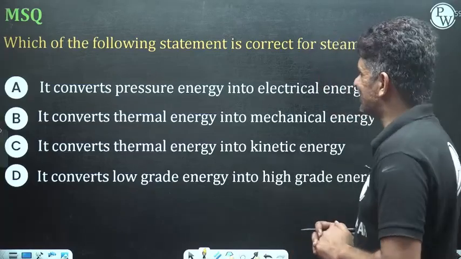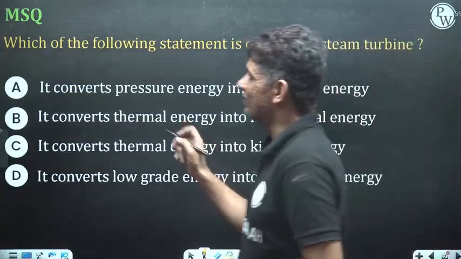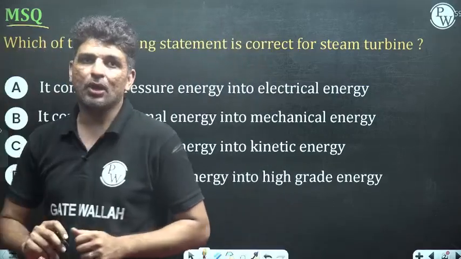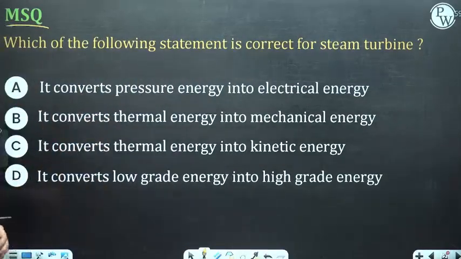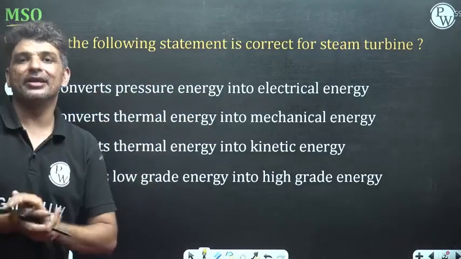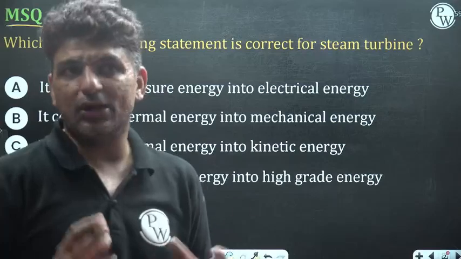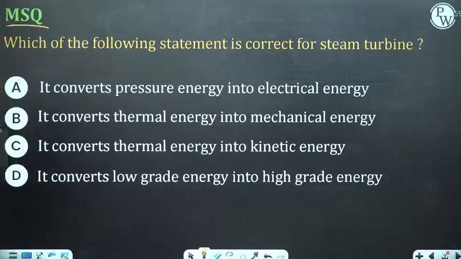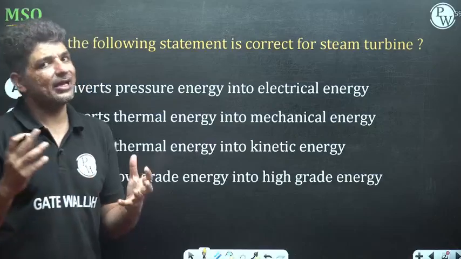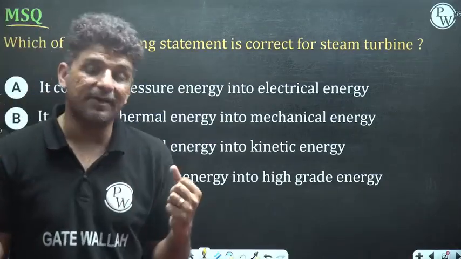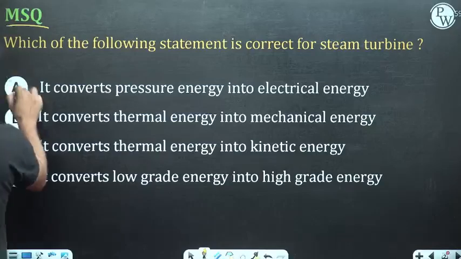Okay. So it says, which of the following statements is correct for a steam turbine? This is a multiple selection question, so you can have more than one statement being correct. It says it converts pressure energy into electrical energy. A steam turbine is not actually converting pressure energy into electrical energy. A steam turbine actually develops mechanical work. So this is not a correct statement.